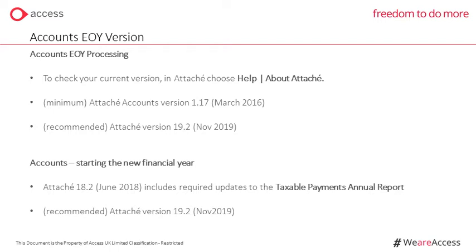By going to Help, About Attaché, you will see the version that you are using. If you are using the modern menu, your version is displayed on your desktop. End of year processing will work from Attaché Accounts 1.17, which is the March 2016 version. However, we do recommend Attaché 19.2. If you're required to submit a TPAR report, Attaché 18.2 includes ATO updates. Again, we recommend 19.2 to start the new financial year. To upgrade, please see your Attaché consultant.